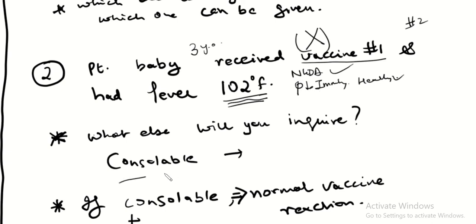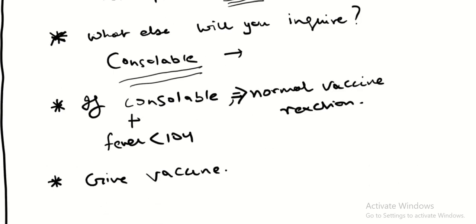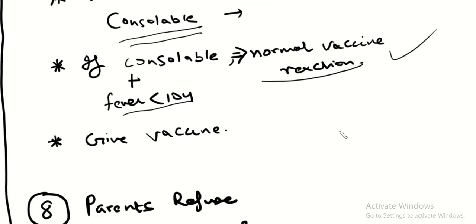Was the patient consolable the last time they got this vaccine, when they got the first dose and had a fever of 102? If the patient is consolable and the fever was less than 104, it is a normal vaccine reaction, so you can give the vaccine. And again, if they were inconsolable and or the fever was greater than 104, then you don't. Sounds good? Easy, right? You know the standards of care.